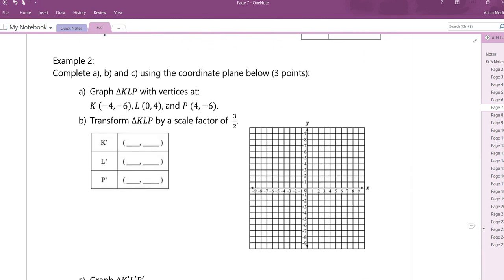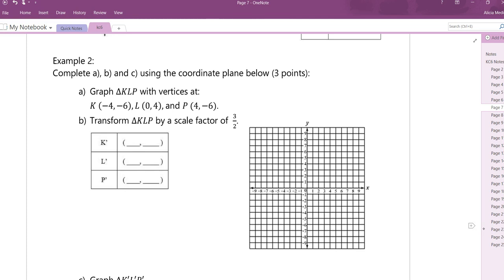All right. Very similar in example number 2. We want to complete A, B, and C using the coordinates below. You would see one of these questions kind of as a 3-pointer on our quizzes and on our test. So let's go ahead and look at this. It says graph triangle KLP with the vertices at K (-4, -6), L at (0, 4), and P at (4, -6). So right now, I'm just going to do that as it says in target A.